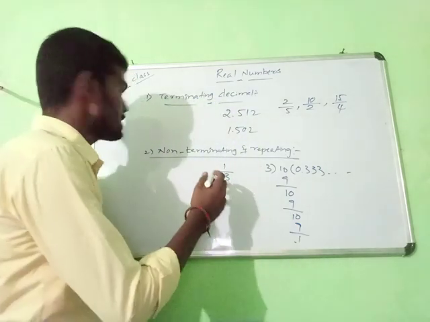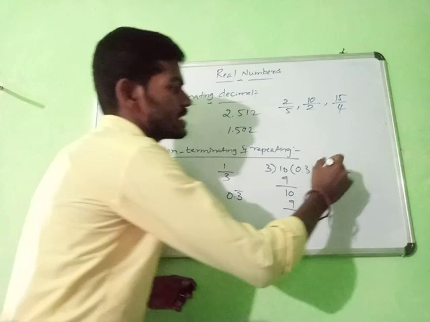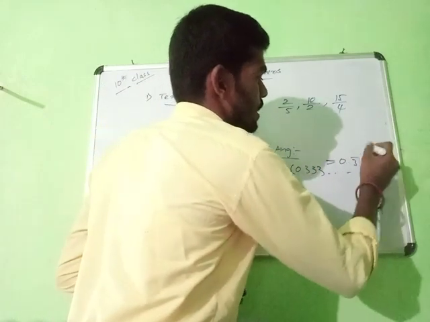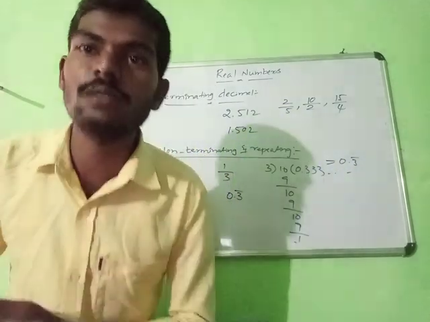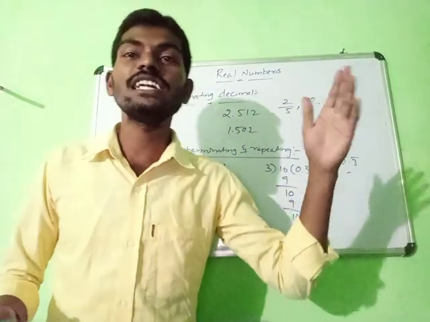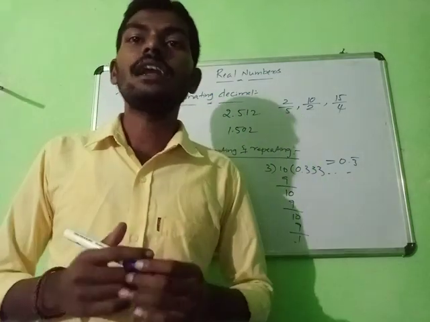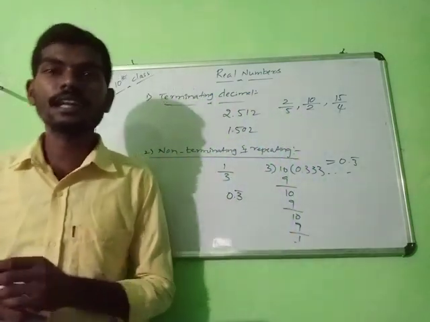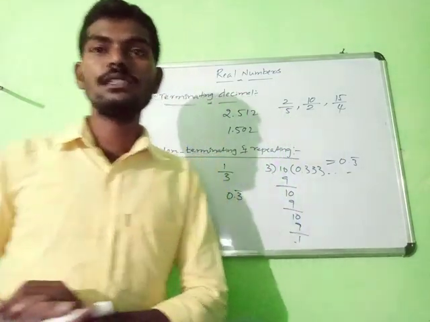So what will come here? 0.3 bar. It is written as 0.3 bar. So what does 3 bar mean? Here only 3 is repeating again and again, an infinite number of times. Numbers like these are called non-terminating and repeating, or recurring, decimal numbers. These are the two types of rational numbers.